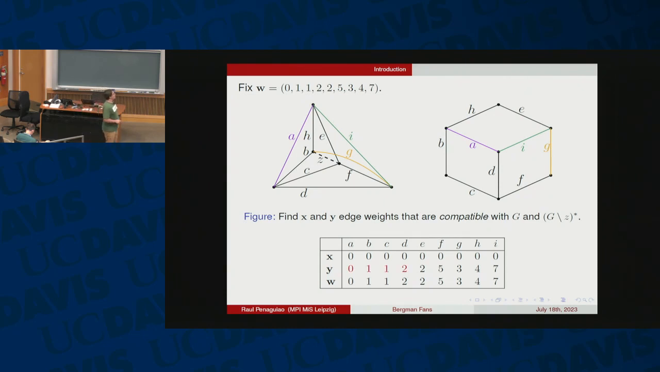But we already have a problem here. We see a cycle, A, B, C, D, and the minimum there is unique. We don't like that. So this does not satisfy the compatibility condition.